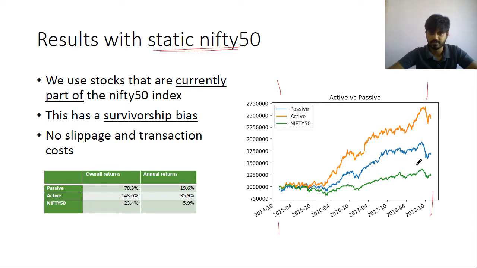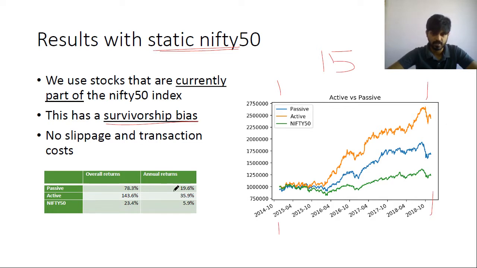So obviously there is a survivorship bias here, because if I look at actual data, there have been 15 stocks that have moved out of the Nifty 50 during this 4-year period. But anyway, we'll just look at the performance here.